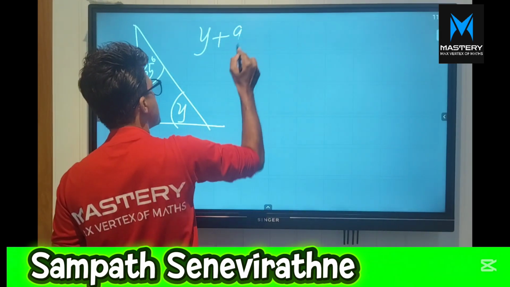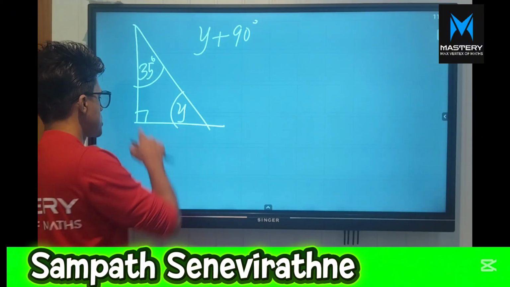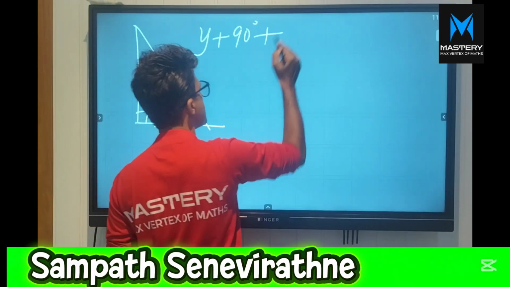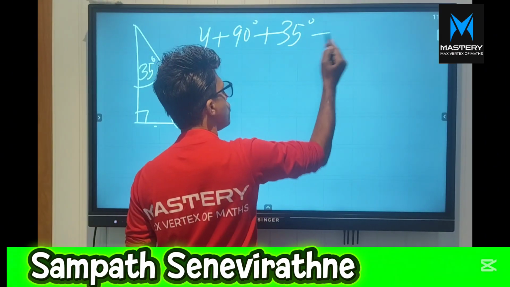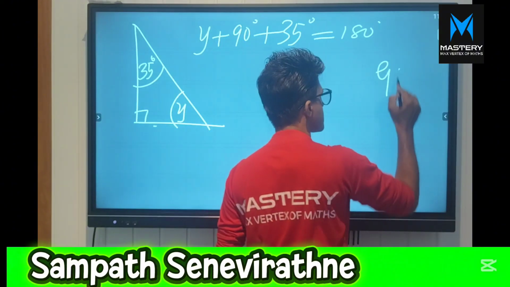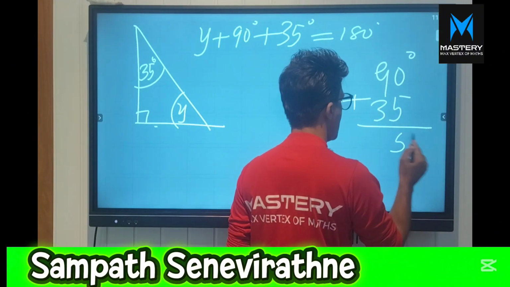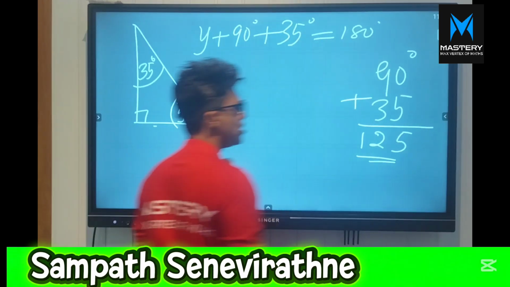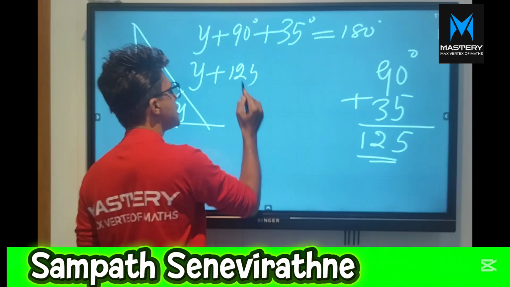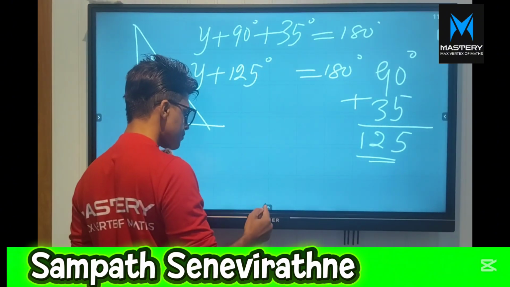y plus 90 degrees plus 35 degrees equals 180 degrees, because this is 90 degrees, here is a right angle. So 90 plus 35 equals 125. So y plus 125 degrees equals 180 degrees.